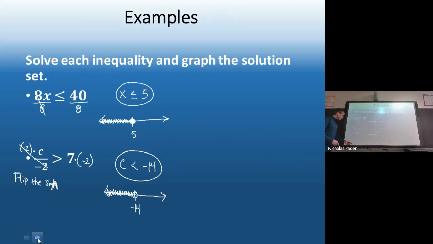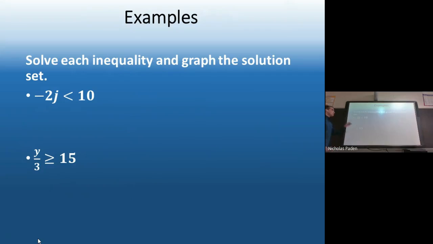Okay, so we'll do a few more together just to make sure that we've got this down. So the next one I've got is negative 2j is less than 10. I want to get rid of everything on the same side as j, which means, since j is multiplied by negative 2, I need to divide by negative 2. I'm going to do the same thing on the other side, divide both sides by negative 2.